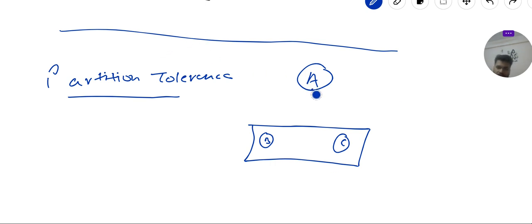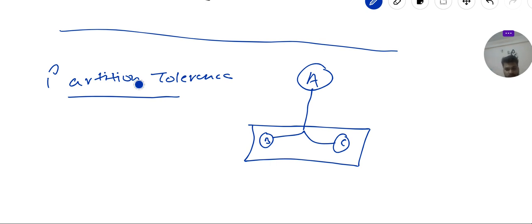So look, this application as a whole connects to this database, and these database nodes decide from which node the response will go. Right. So for example, partition tolerance.